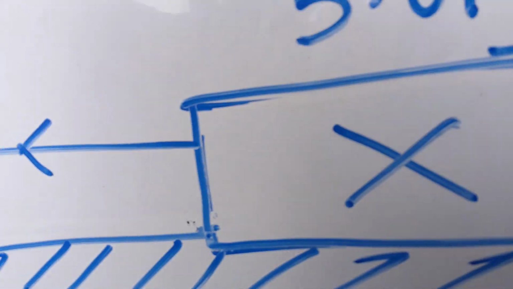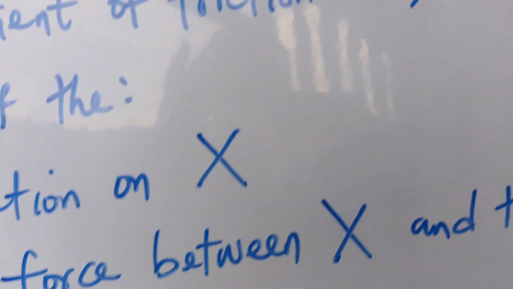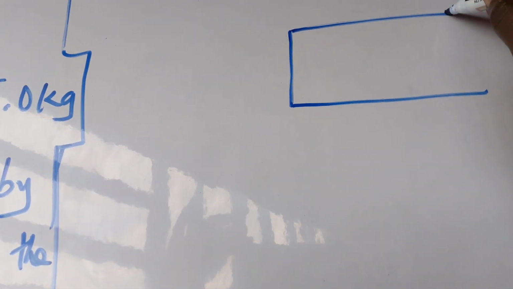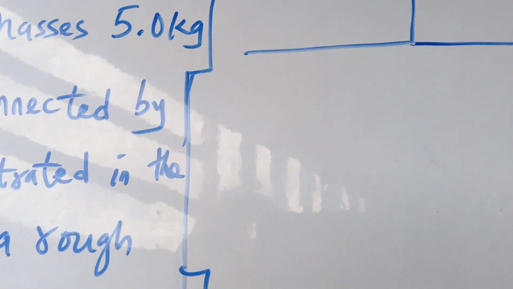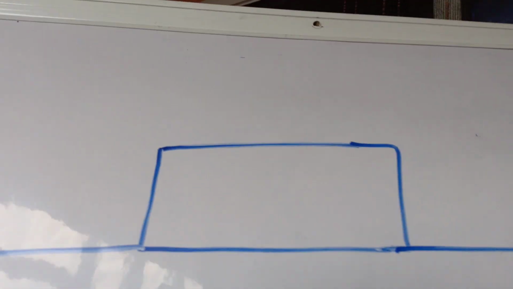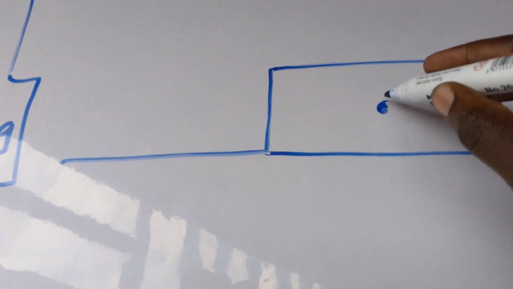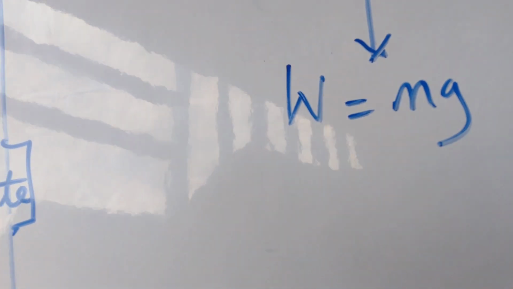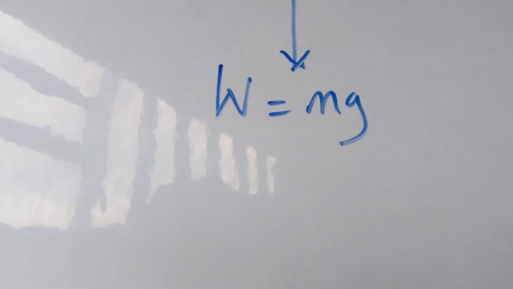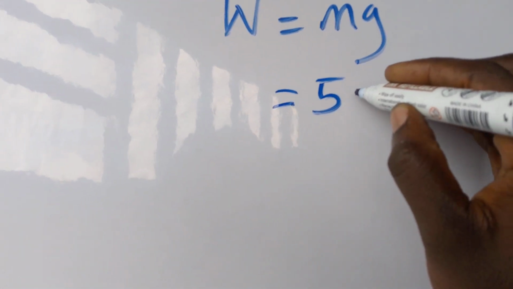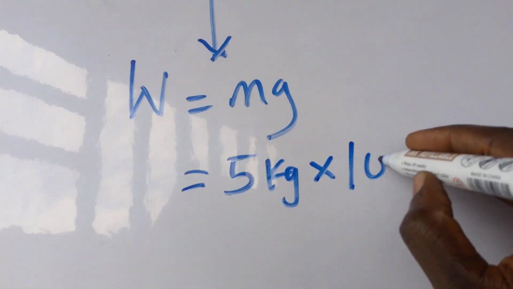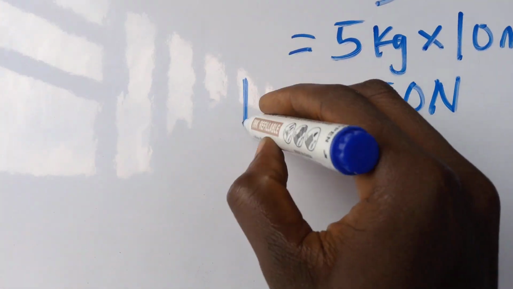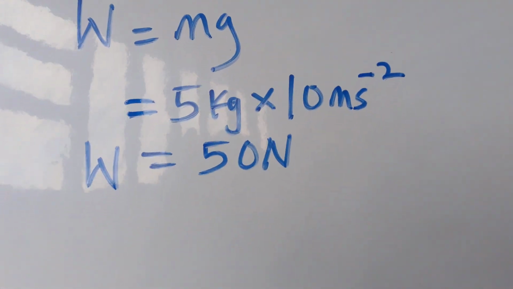So we'll first take this block X, and by taking that block, you're having something like this. Okay, this is the block X. You calculate the weight of the block acting downwards, that is W equals mg. The mass of the block is 5 kg, so that's 5 kilogram multiplied by g, which is 10 meters per second square. If I multiply it now, I have 50 newton. So the weight of this block, W, is equal to 50 newton.